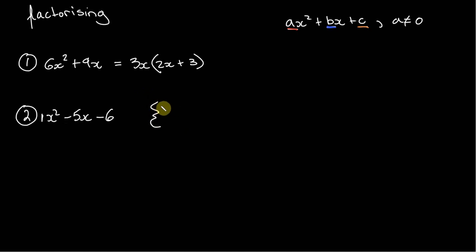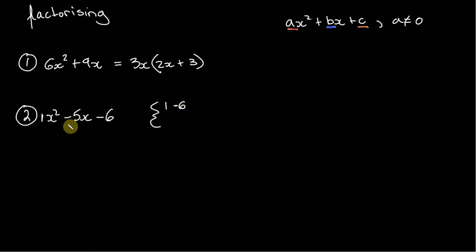So what multiplies to negative 6? Well, 1 and 6 multiplies to 6. 1 times negative 6 would still give us negative 6, and 1 plus negative 6 would give us negative 5. So that's what we're looking for.